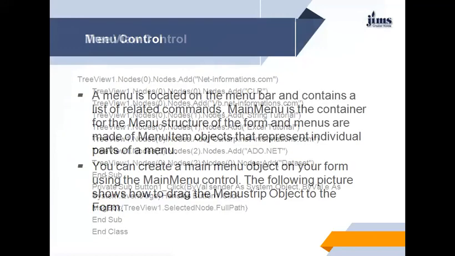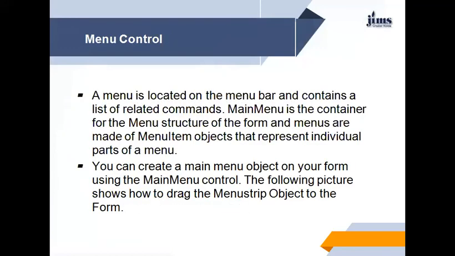Now we will see the menu control. A menu is located on the menu bar and contains a list of related commands. MainMenu is the container for the menu structure of the form, and menus are made of menu item objects that represent individual parts of a menu. Suppose you are creating your own form and you want to create a menu in it. You can create a MainMenu object on your form using the MainMenu control.